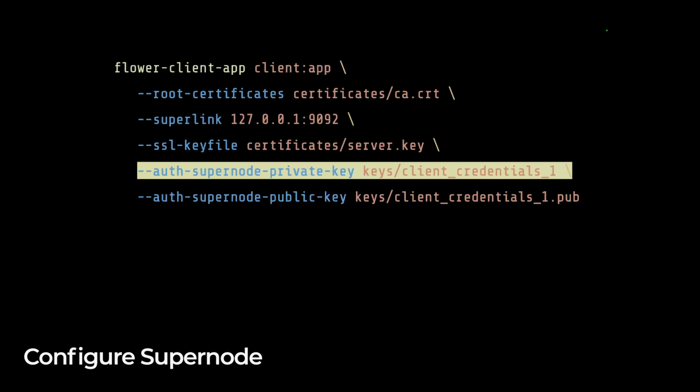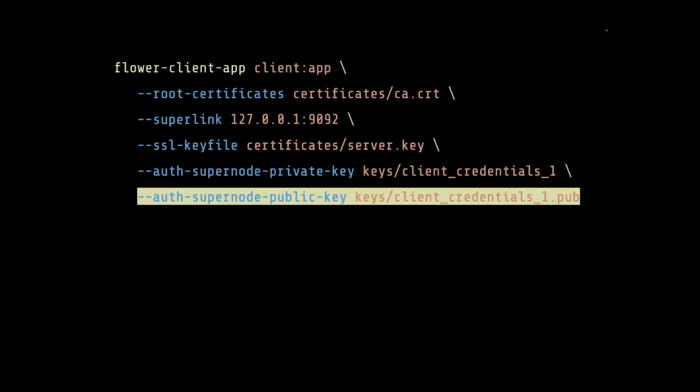Configuring Supernode to enable authentication is very straightforward and similar to setting up Superlink. Here's what you need to do. First, use the auth supernode private key flag to provide the file path to the supernode's private key. Then, use the auth supernode public key flag to provide the file path to the supernode's public key. As you can see, enabling the authentication feature in Flower is very easy.